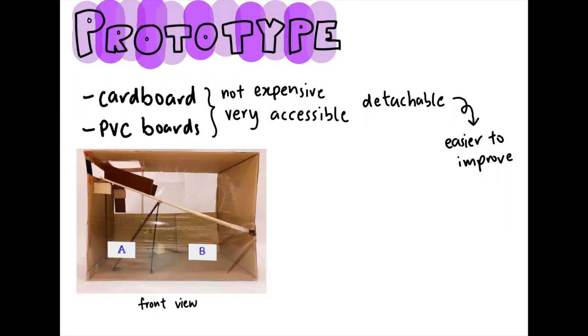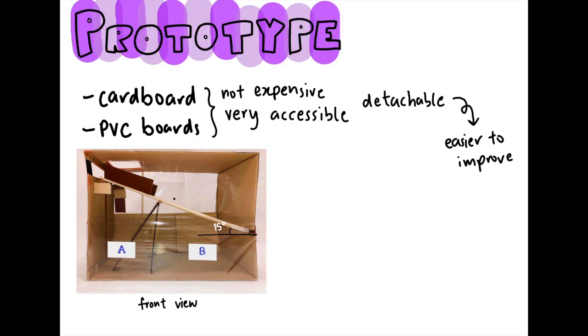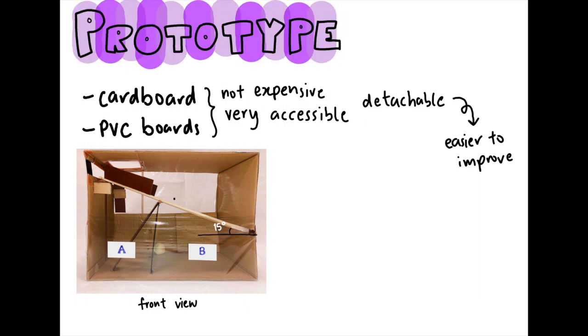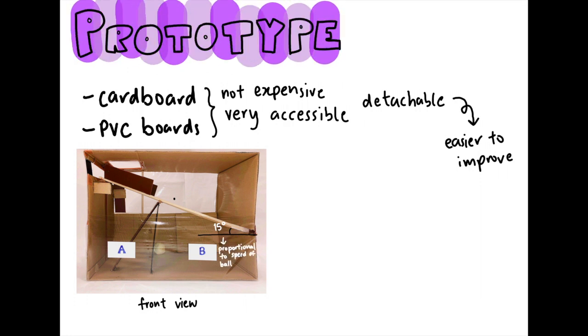Firstly, this is the front view of our prototype. As you can see, the ramp is elevated at a 15 degrees angle to ensure the highest success. After doing some research, we found out that the angle is proportional to the speed of the ball when it's running down the ramp, and 15 degrees was the optimum angle.